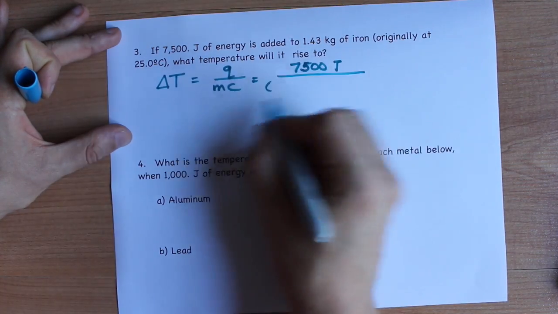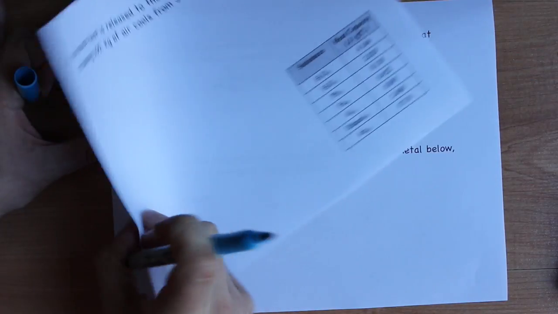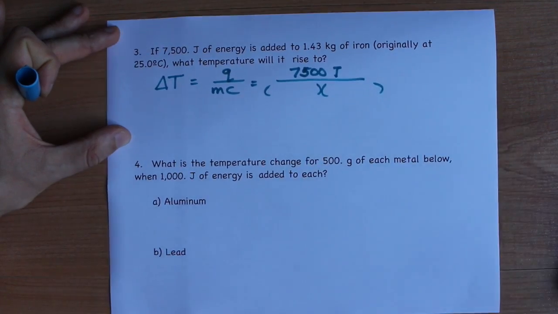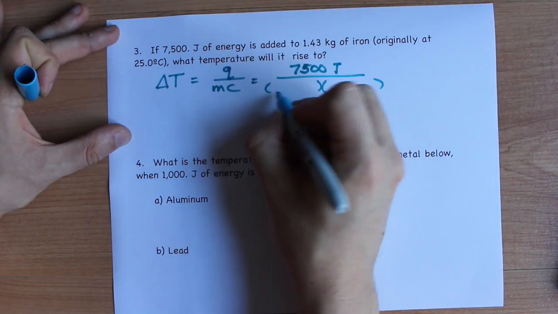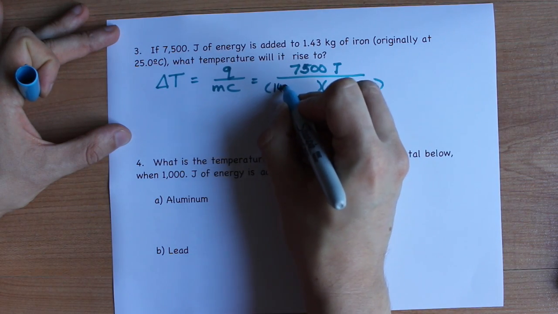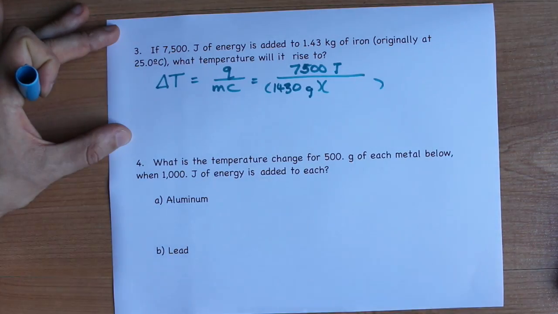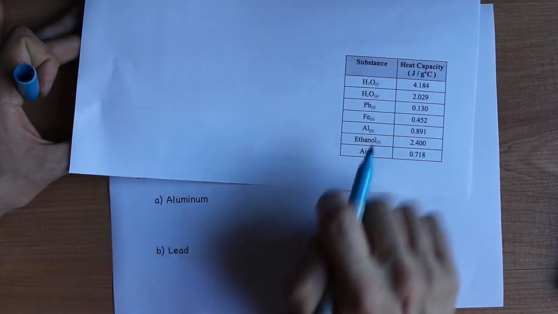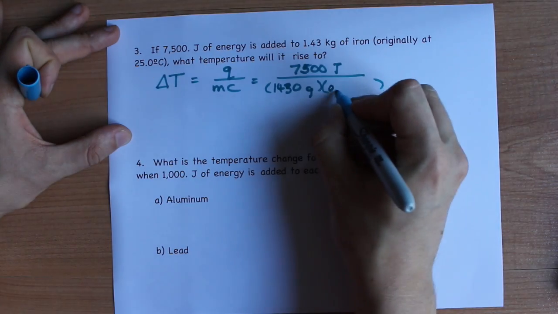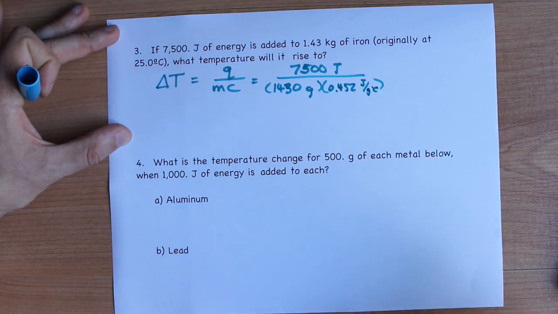Now we want the mass in grams because specific heat capacity, at least in the chart that I have here, is in joules per gram degrees Celsius. So 1.43 kilograms, multiply that by 1,000 to get grams. That's 1430 grams. And the specific heat capacity of iron, Fe, is 0.452, that's in joules per gram degrees Celsius.